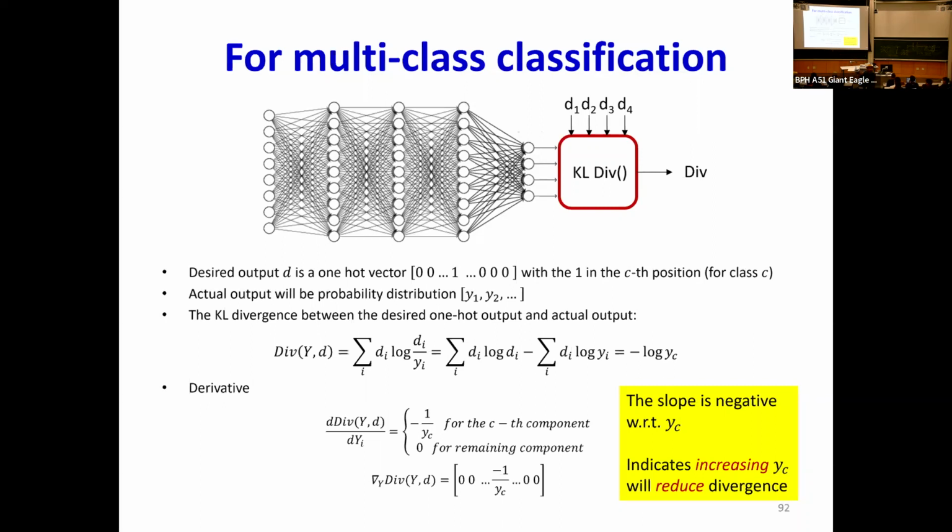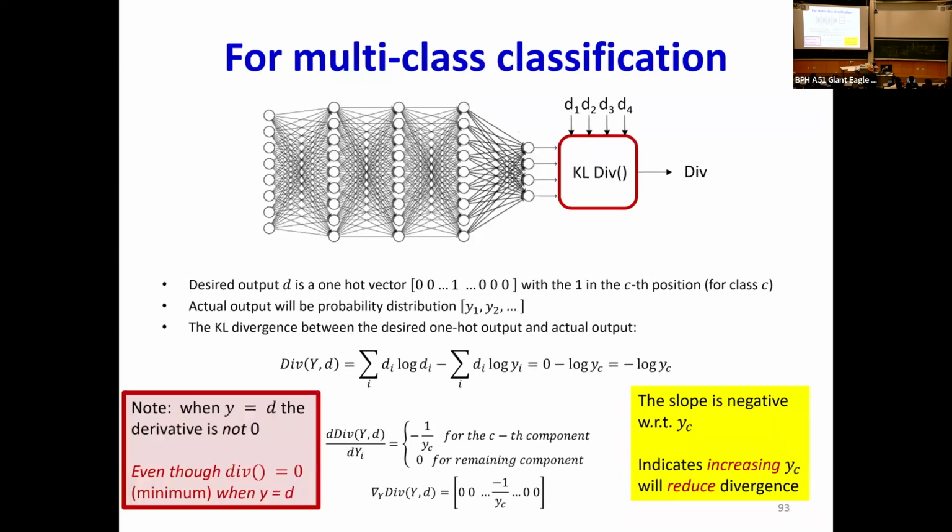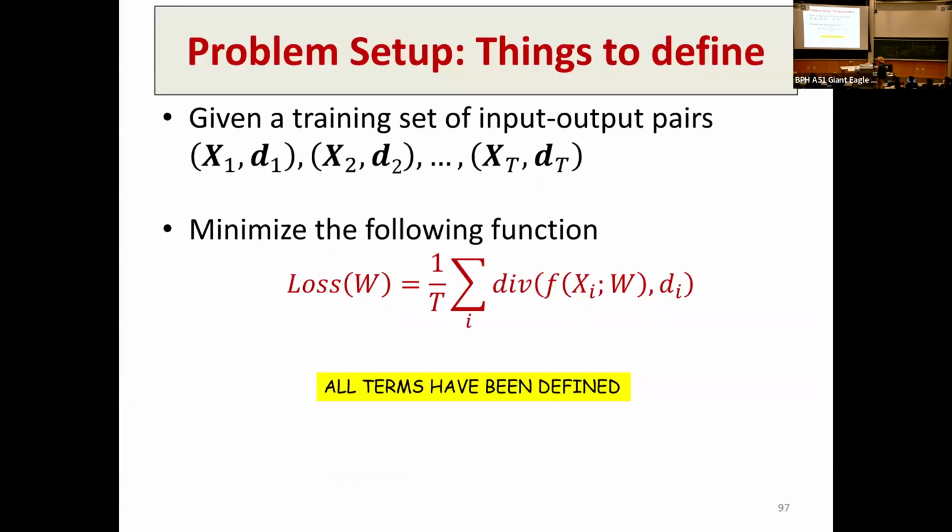There's something strange over here, right? This derivative is only asking you to increase the probability for the target classes. But you also want to be decreasing the probabilities for the other guys. They are the wrong things. So how does this work? This works because you're dealing with probabilities. If you increase the one, the rest just have to decrease, right? And again, note that when y equals d, the derivative is not 0, even though the divergence is minimum when y equals d, and all the other properties hold.